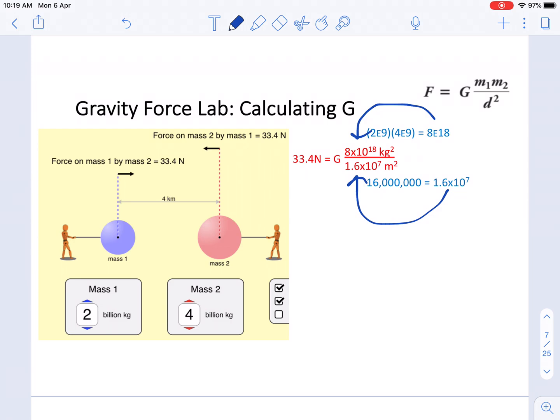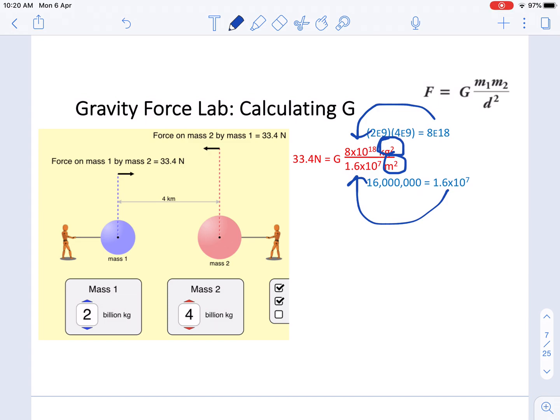Now notice the units have now changed. I now have kilograms squared here because I did kilograms times kilograms, and I have meters squared on the bottom because I did meters times meters. So I could divide these numbers and then divide both sides by their quotient, but I want to show you what's going on with the units.